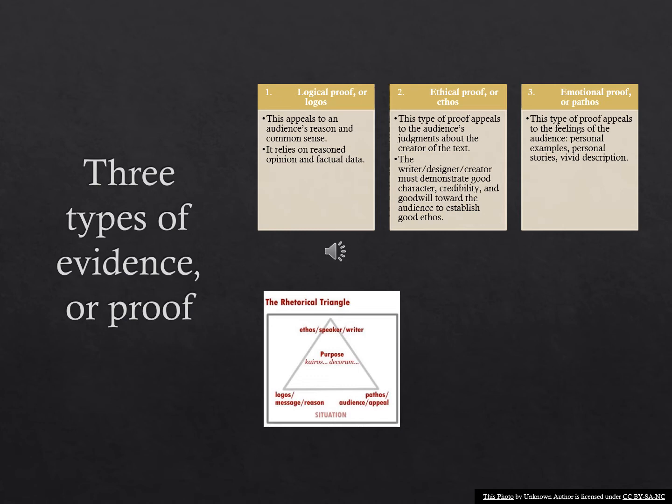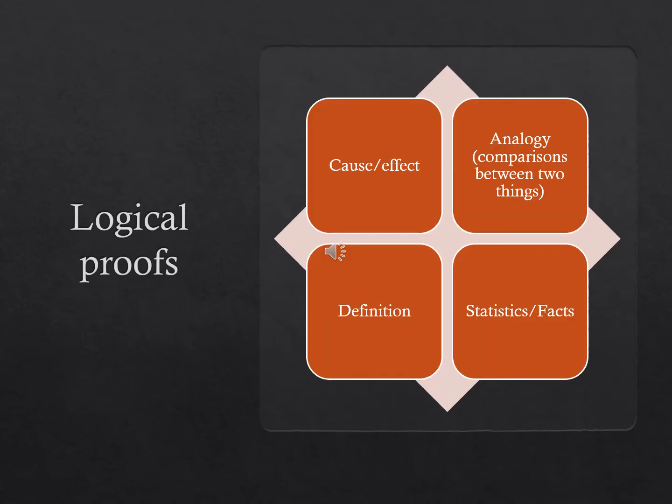And then finally, emotional proof, or pathos. This type of proof appeals to the feelings of the audience. Personal examples, personal stories, vivid description. How can you make the audience feel? How do the creators of the ad do that? And conversely, when you're writing your own argument, how do you do that when you're writing to persuade? So these are the three types of proof and the rhetorical triangle: logos, ethos, pathos.